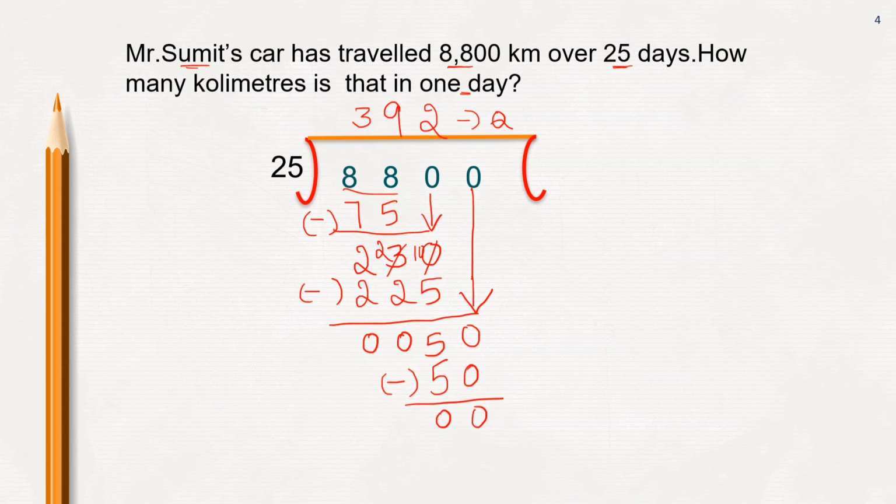So Sumit's car has travelled 392 kilometers in one day. This is how we can divide a number by a two-digit number.